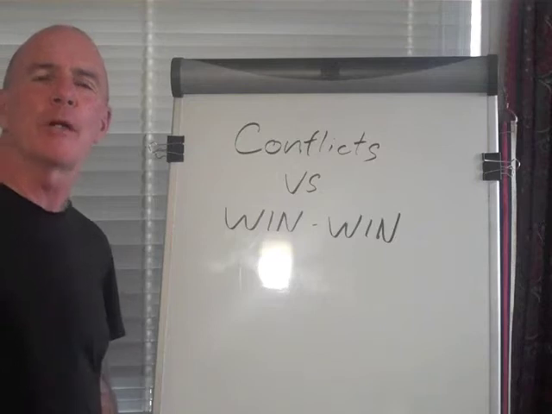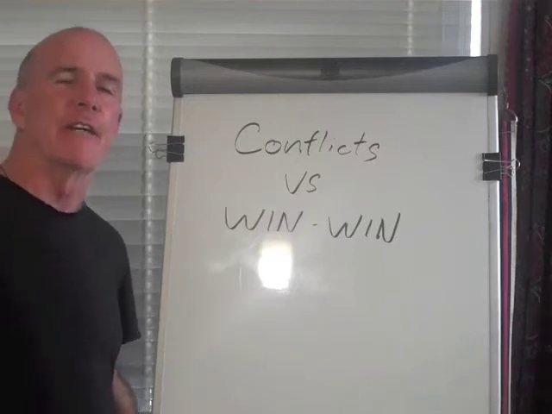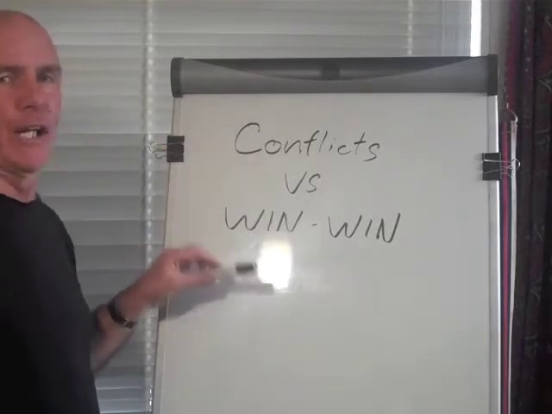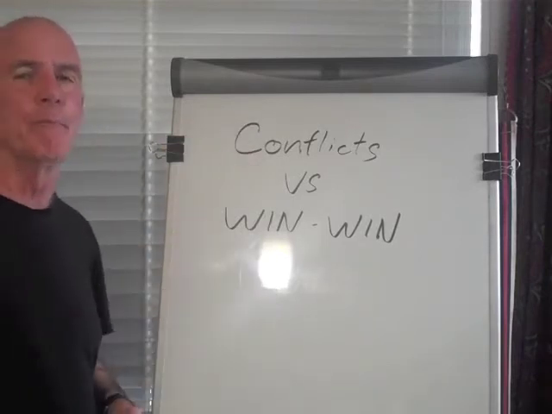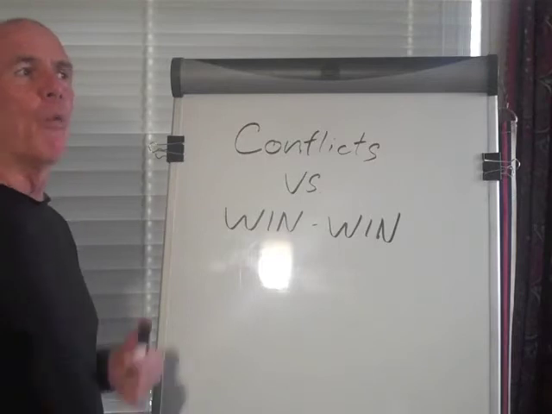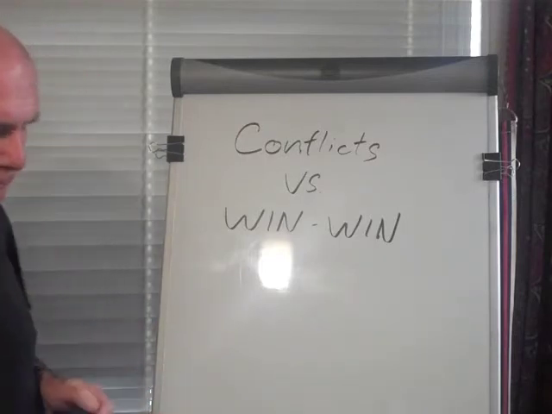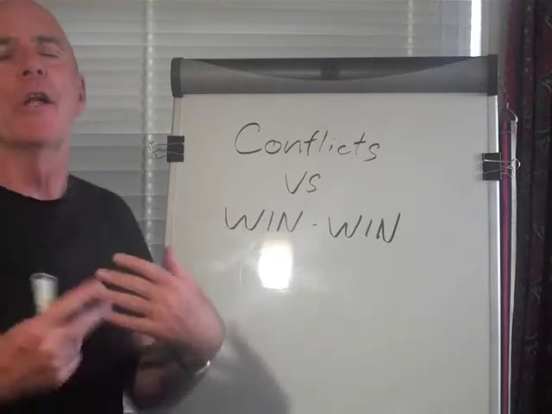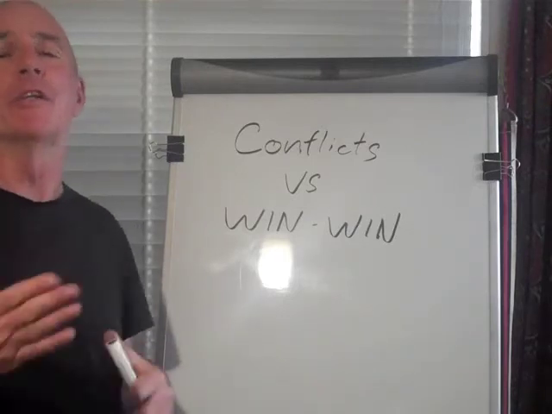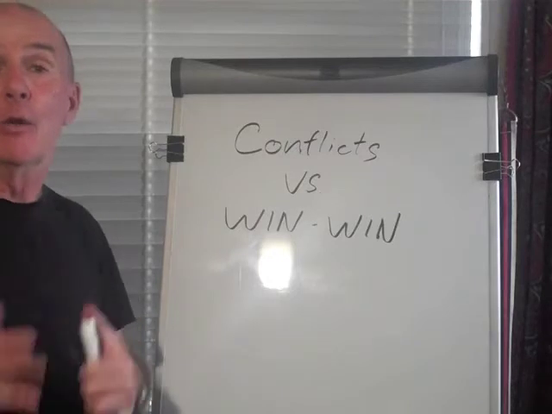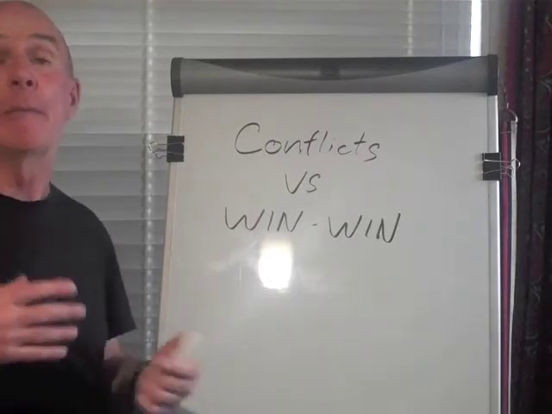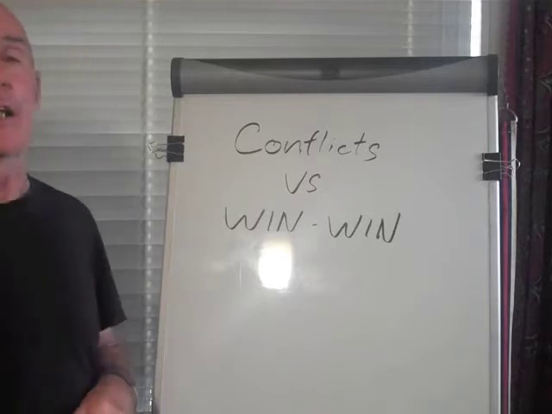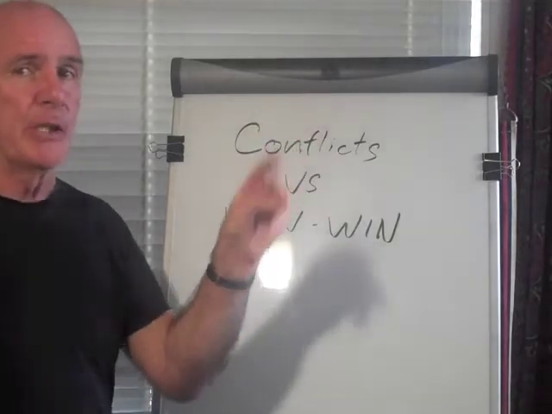I'm the author of the book Speed Learning Secrets of NLP, and in this video I want to talk to you about conflicts versus win-win. Now, what do I mean by conflicts? Well, a conflict is basically where I would want something for you and you might want something different, or it could be vice versa. You want me to do something and maybe I don't want to. So that's a conflict. And there are basically three types of conflicts.